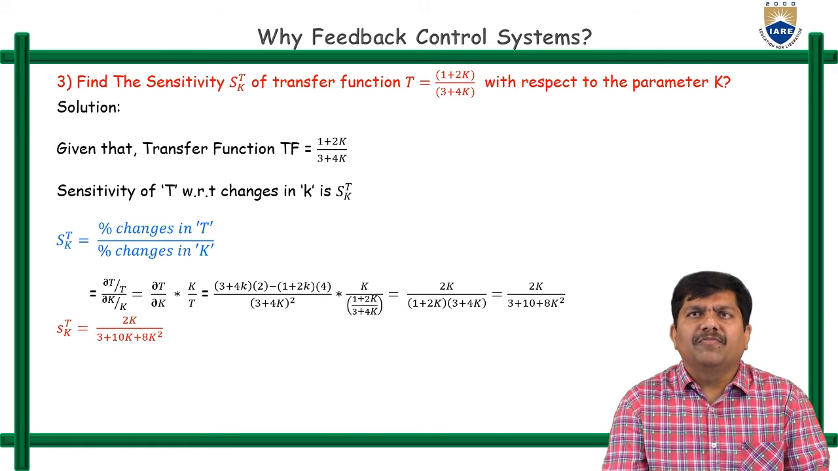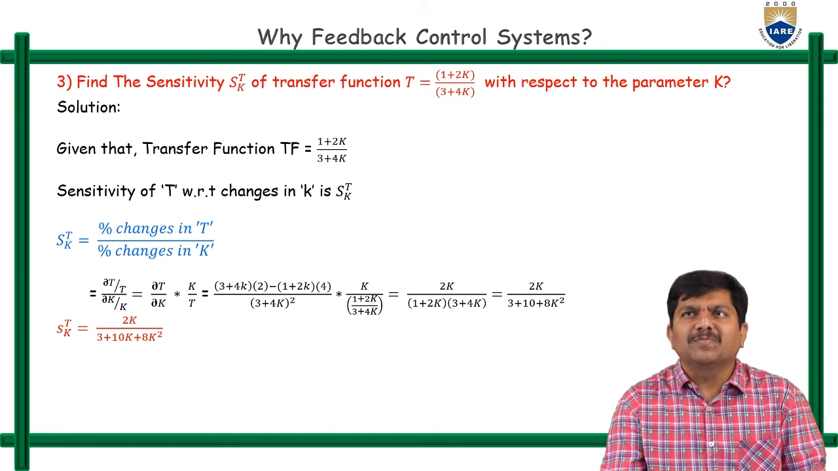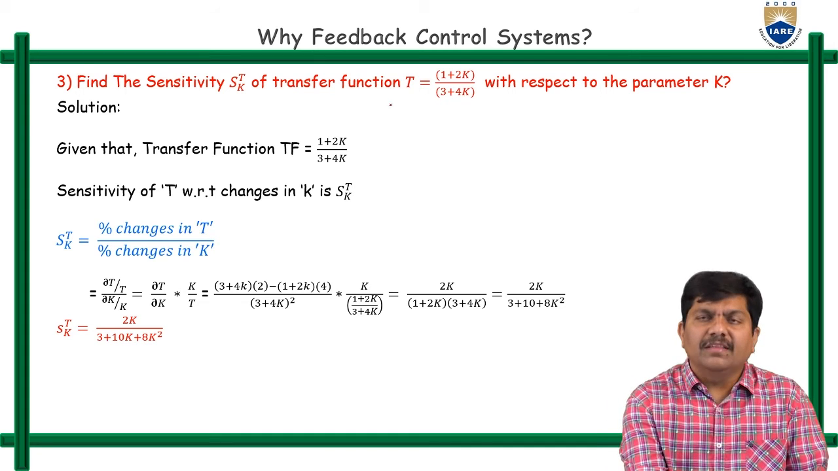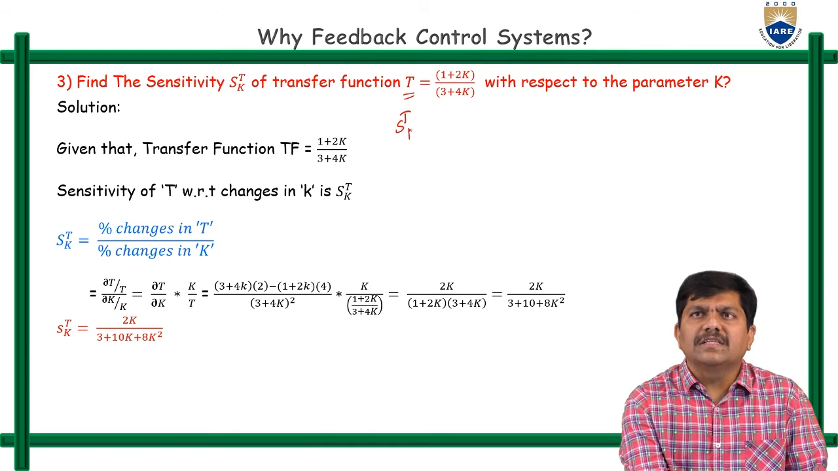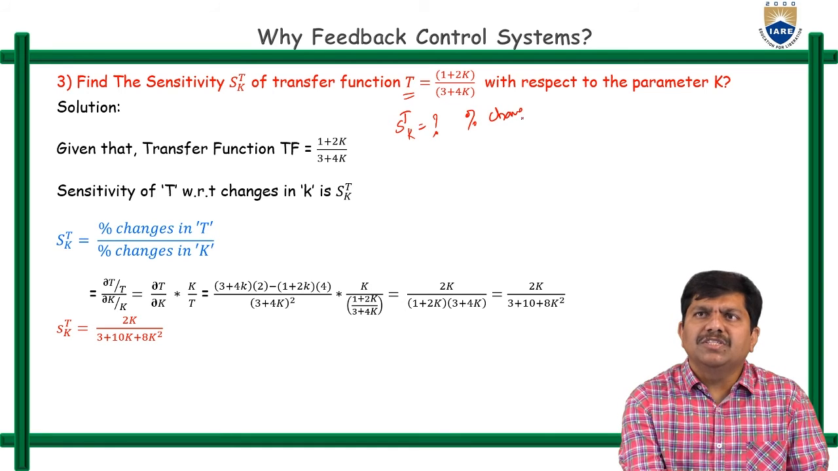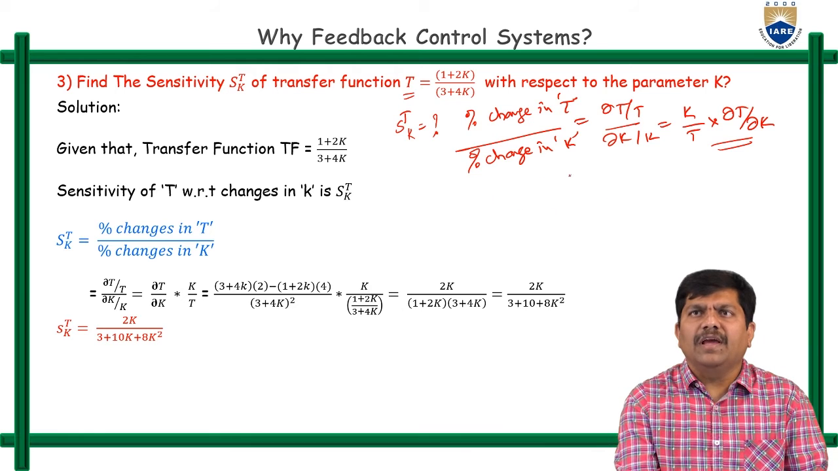So the last problem is to find the sensitivity S^T_K of the transfer function T is equal to (1 plus 2K) divided by (3 plus 4K) with respect to the parameter K. So here the transfer function they have given is T, and the variation he wants to observe is with respect to K. So that is nothing but S^T_K, we have to determine how much this value is. S^T_K is nothing but percentage change in T with respect to percentage change in K. So that is nothing but dou T by T divided by dou K by K. So this value is nothing but K by T into dou T by dou K. So this is the value of the sensitivity.